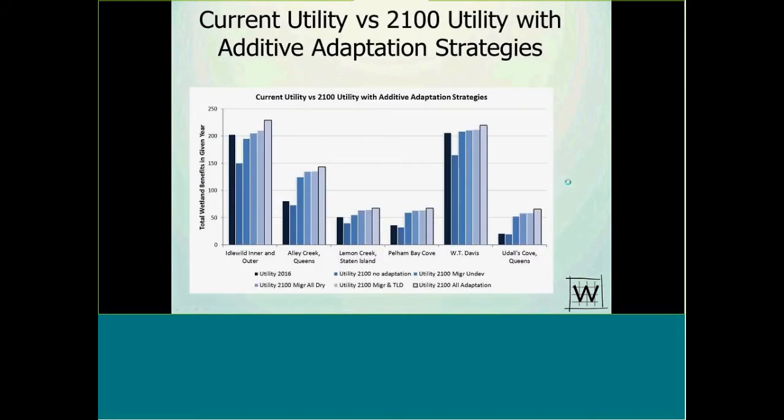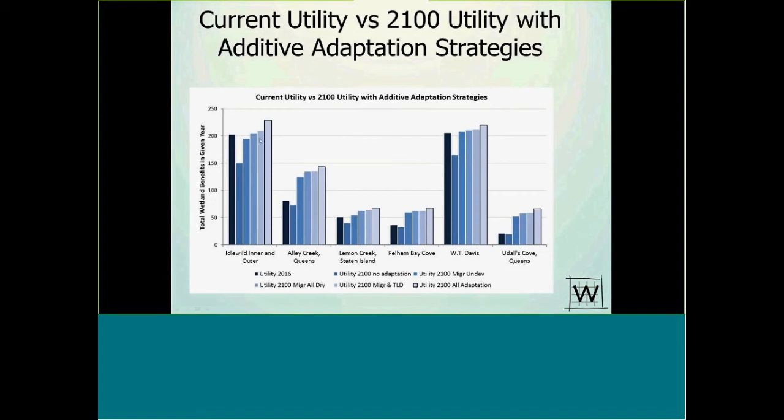This is an interesting graph that comes out of the model automatically. It looks at the current utility in 2016 of these different marsh systems, and then it looks at the no action as the second bar, in 2100. So you can see for the assumptions in place in this model, you're losing about 3/4 of your utility for Idlewild. But if you start to add in some of these other pieces, such as migration to undeveloped dry land, you're almost back to where you were. If you allow migration to developed dry land, you even increase things a little bit.